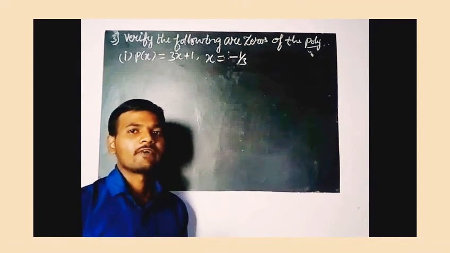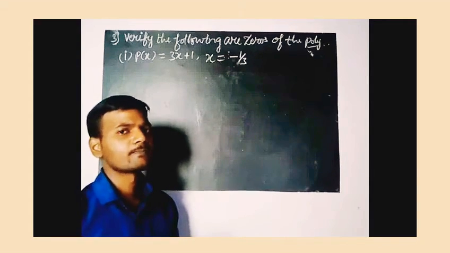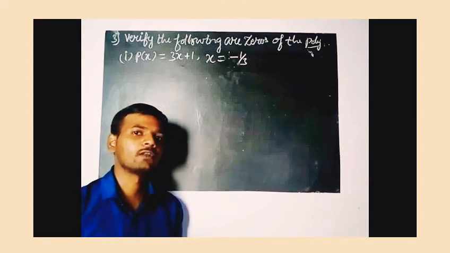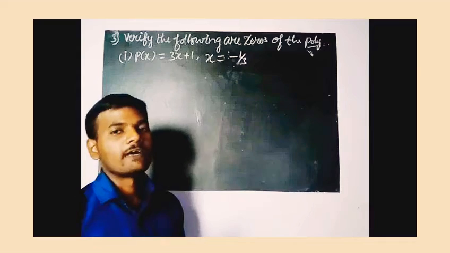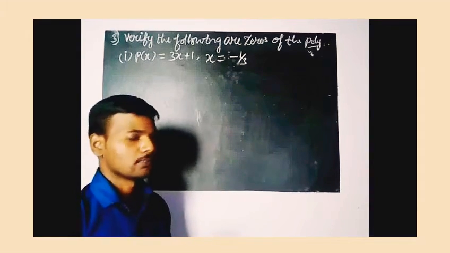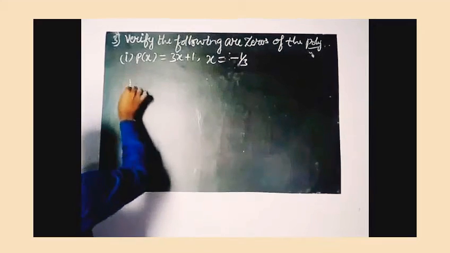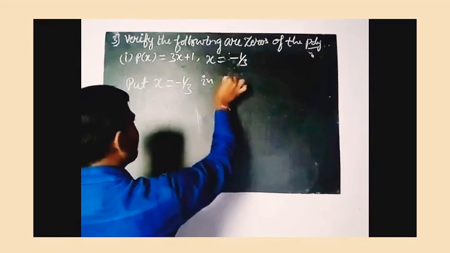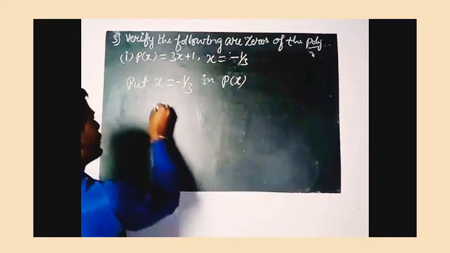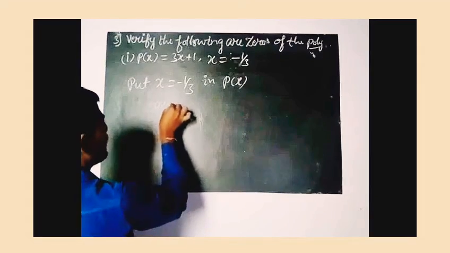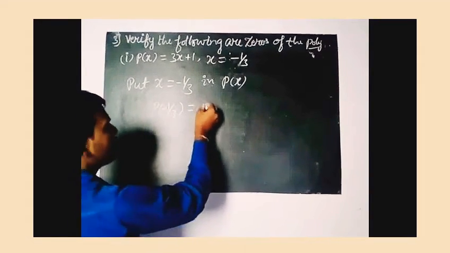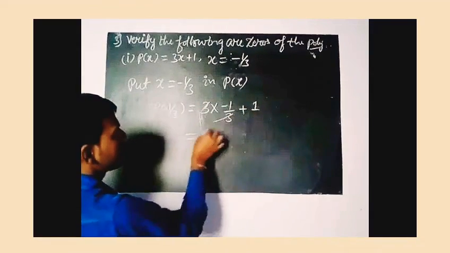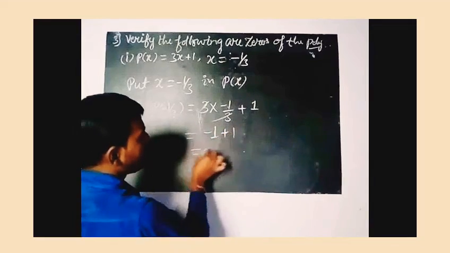So here we have to verify x is equal to minus 1 by 3 as the zero of the polynomial. To check it as a zero of the polynomial, firstly substitute the value of x which is given in the given polynomial. Put x is equal to minus 1 by 3 in p of x. Then p of minus 1 by 3 is equal to 3 into minus 1 by 3 plus 1. 3 cancels. Minus 1 plus 1, it becomes 0.